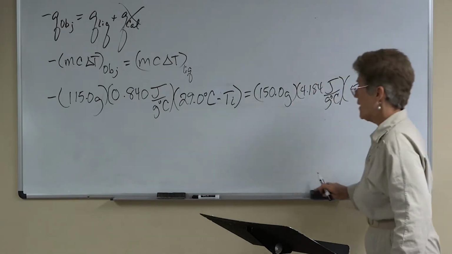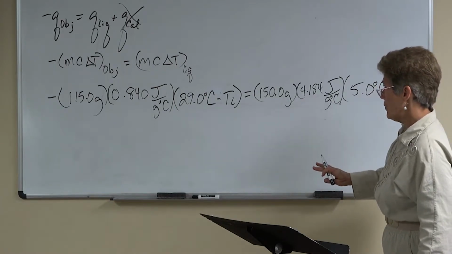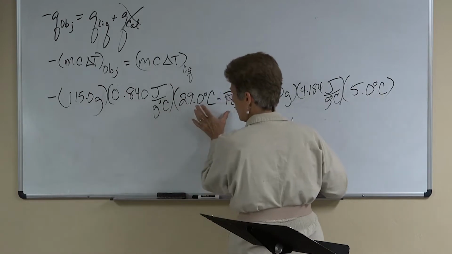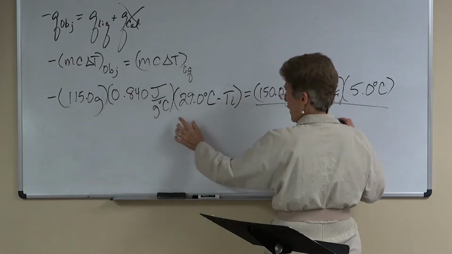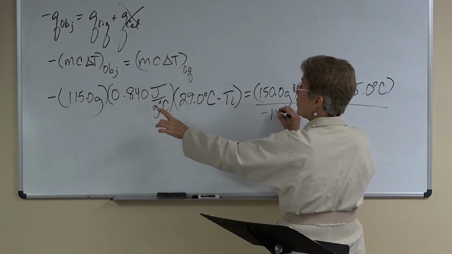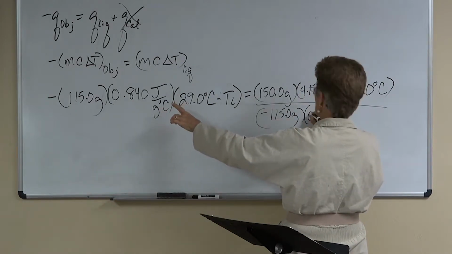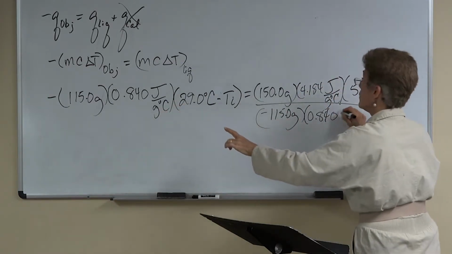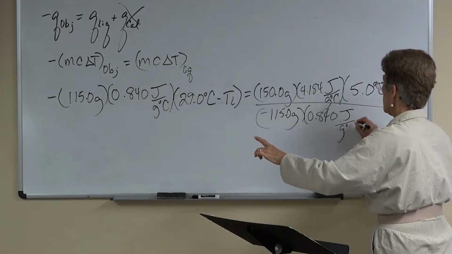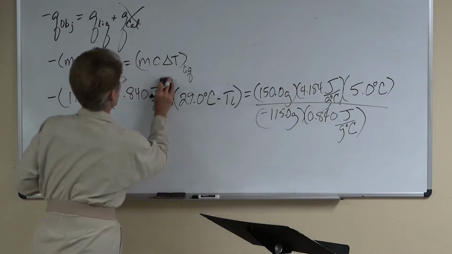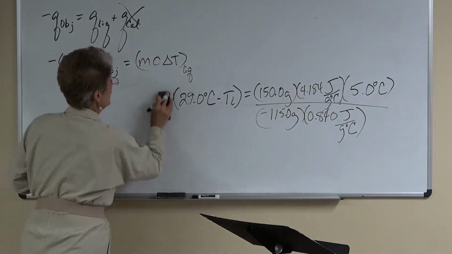All right. Now, what we're going to do is divide both sides by these that are multiplied onto where our variable is. And so we've got a negative 115.0 and 0.840 joules per gram degrees Celsius. And by dividing them from both sides, I can get rid of these.